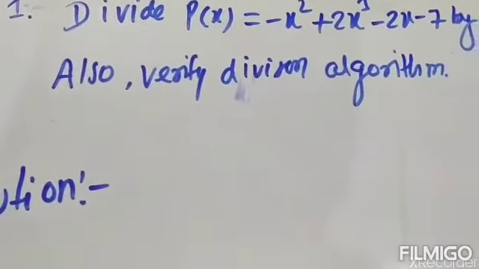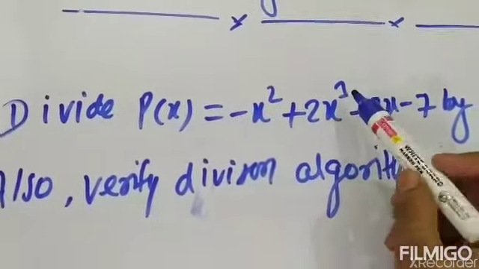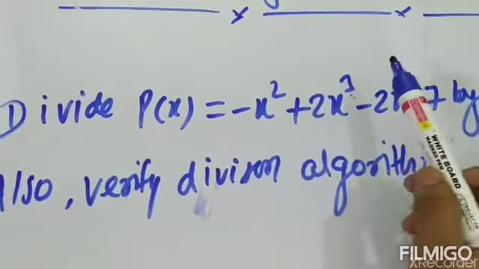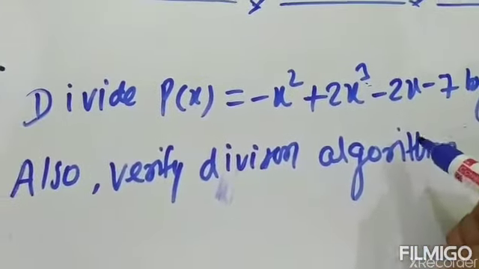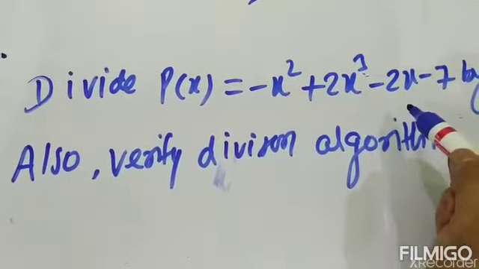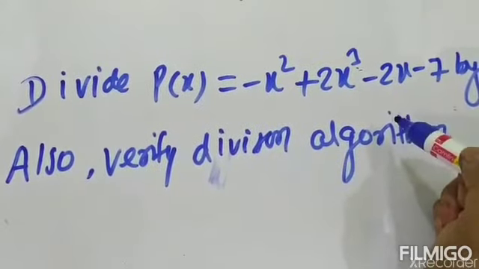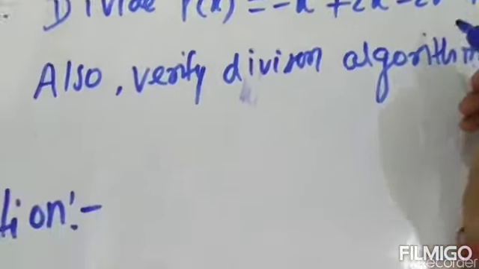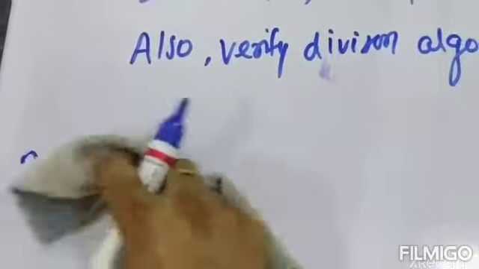Standard form means any polynomial is written in descending order. What is the highest power of this polynomial? 3. So after 3 it should be power 2, then 1. So we arrange this polynomial in descending order. It means we are writing the polynomial in standard form. So I am writing step 1. If it is already given in standard form, no need to do anything.